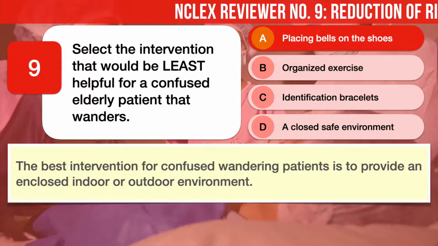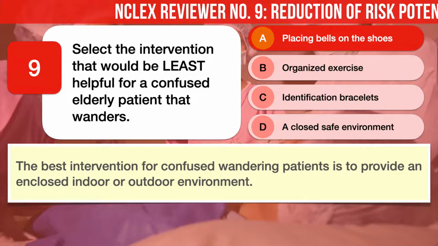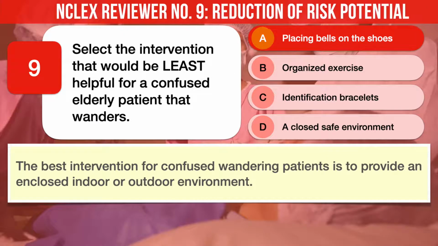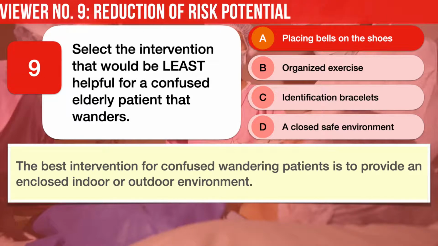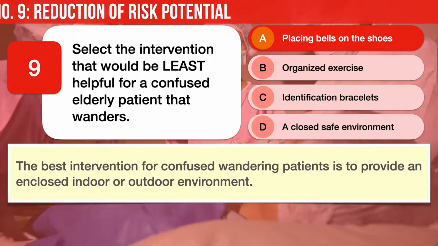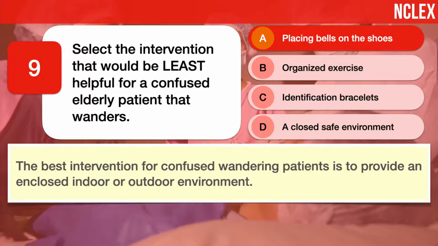The correct answer is A. The best intervention for confused wandering patients is to provide an enclosed indoor or outdoor environment. Exercise may reduce the need to wander. Bells may allow one to find the patient but would be the least helpful among the answer choices.